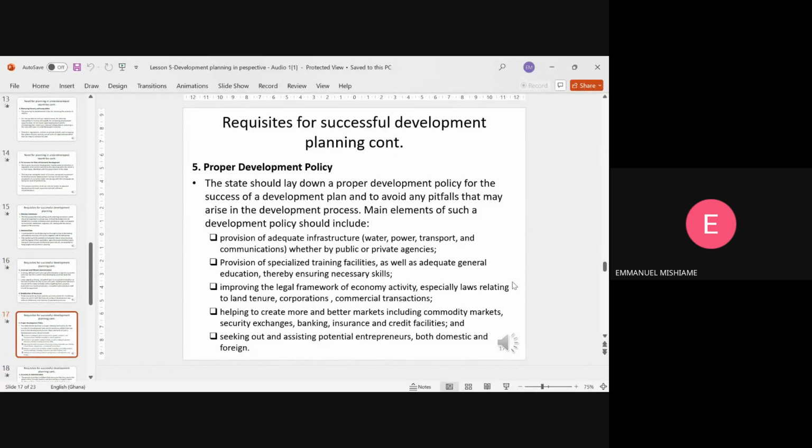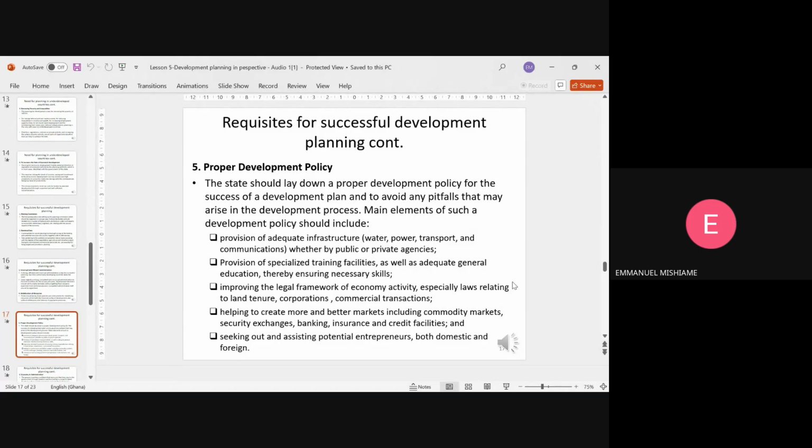You also need a proper development policy. The state should lay down a proper development policy for the success of a development plan and to avoid any pitfalls that may arise in the development process. One main problem that we face as developing or underdeveloped countries is that we do not plan for contingencies. We may have a plan, all right, but we don't plan for emergencies that may happen.